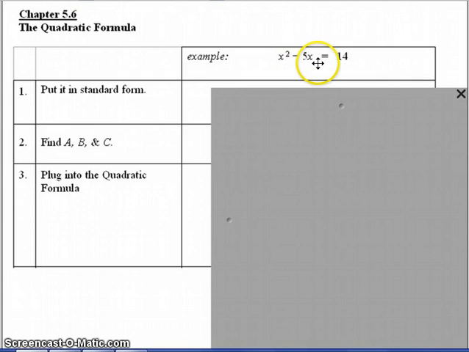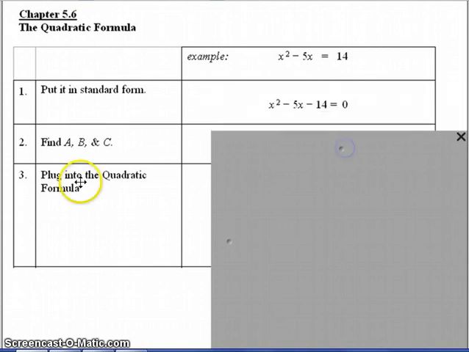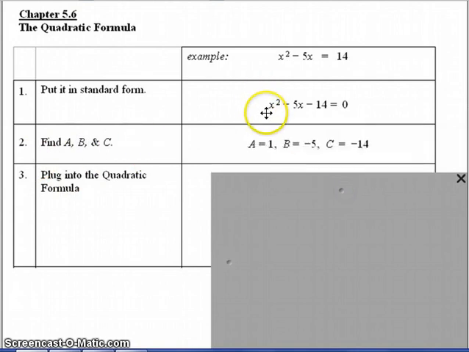In this video, part of what I'm going to do is walk you through that guide. Let's say you've been given this equation. Step 1 is to put it in standard form. The quadratic formula, after all, only works if it's in standard form equal to 0. So you move the 14 over. Step 2, you find a, b, and c. Well, a in this case is 1 on the x squared term, negative 5 for b, and negative 14 on the third term.